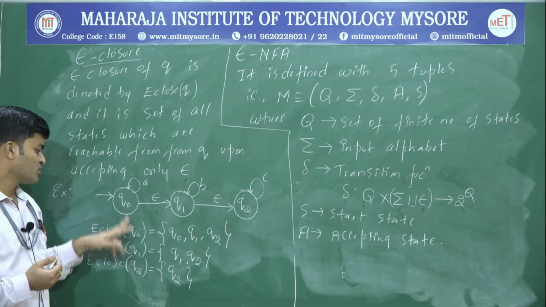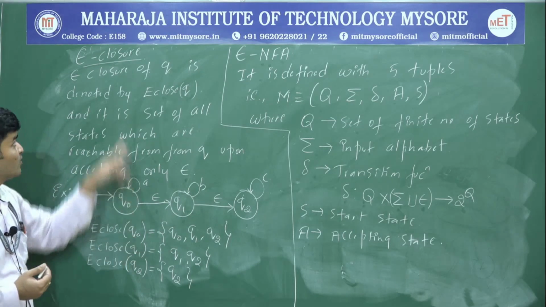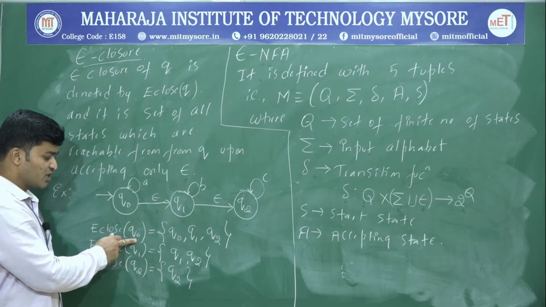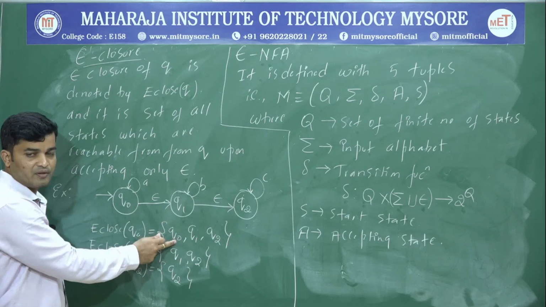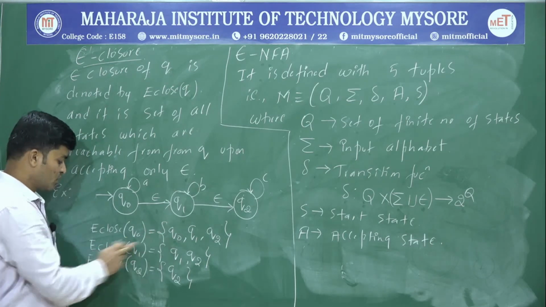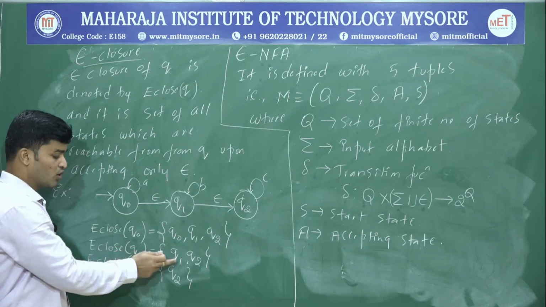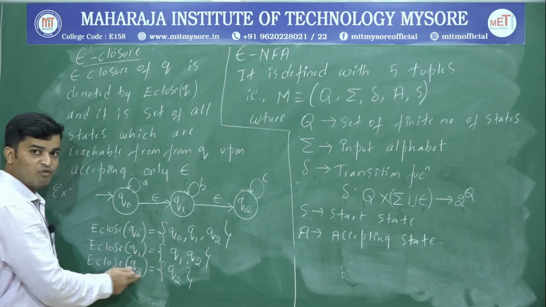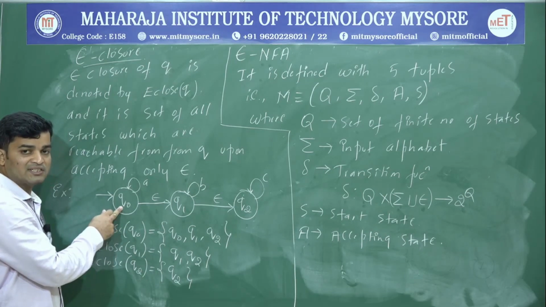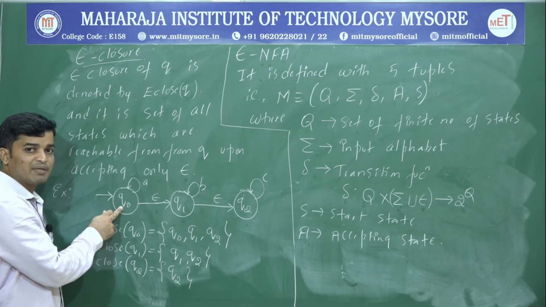Now what is the E closure of Q0? According to this property, just remember, E closure of any state, by default you will get the same state. E closure of Q0 means by default you will get Q0. E closure of Q1 means by default you will get Q1. E closure of Q2 means by default you will get Q2. Next you check what are the states you can reach just by accepting epsilon.